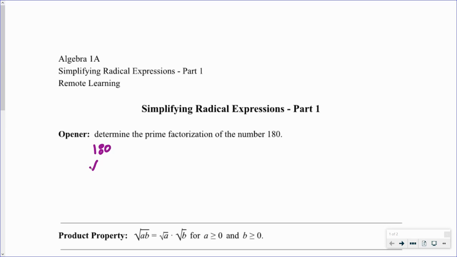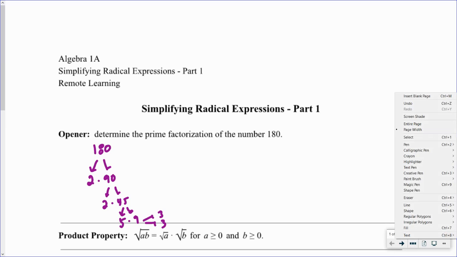is an even number, so it's divisible by 2. So 180 is also equivalent to 2 times 90. 2 is a prime number, 90 is not. So we can continue to factor 90. So that's 2 times 45. Now again, 2 is a prime number, but 45 is not. So 45 is divisible by 5. So that's going to be 5 times 9. So right now we have 2 times 2 times 5 times 9 as the factors of 180. 2, 2, and 5 are prime. 9 is not. So 9 can be broken down to 3 times 3.